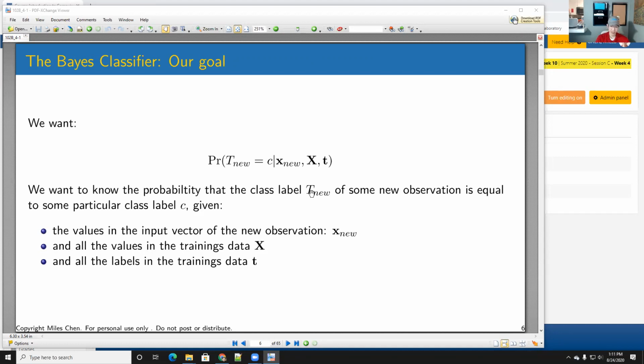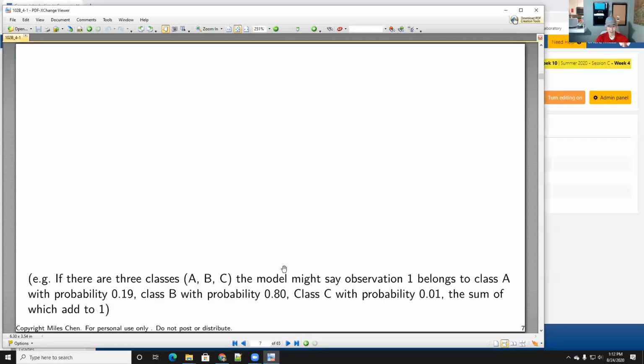Okay. And then the other things that are given to us are the training data, which is the values in X in the training data and the labels in the training data T. Okay. So we want to know the probability that the class label T is equal to some class label C given the values in the input vector of the new observation X new, and all the values in the training data and all the values in the labels on the training data.